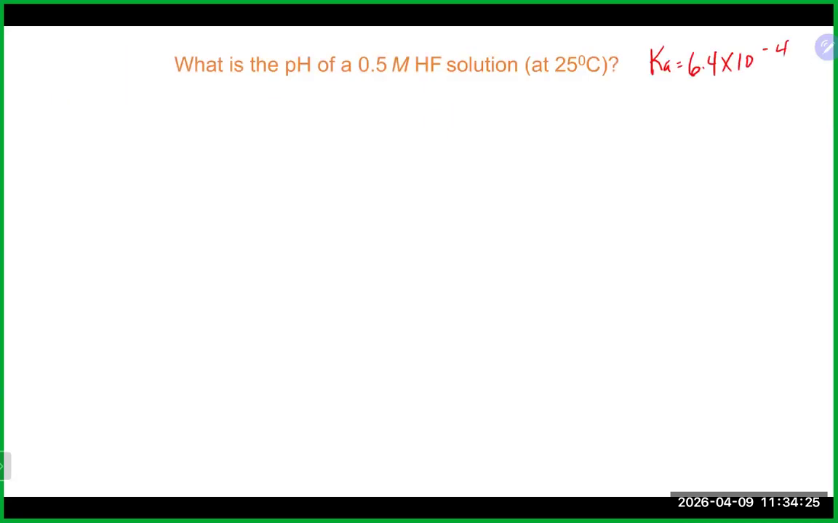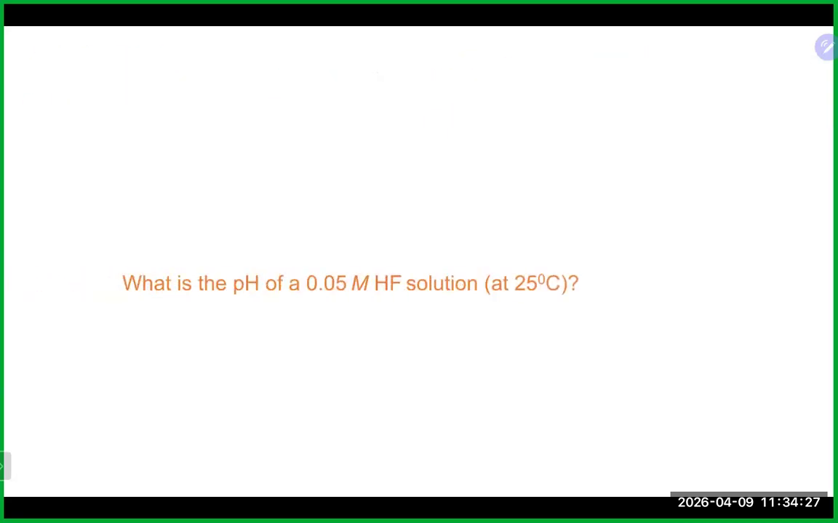All right, we did an example with HF, I think, last time, and it was 0.5 molar HF there. And it had a Ka value, 6.4 times 10 to the minus 4 was the Ka value. Now, if we actually did the exact same problem, but the concentration was a little bit different, it was 0.05 molar rather than 0.5 molar.